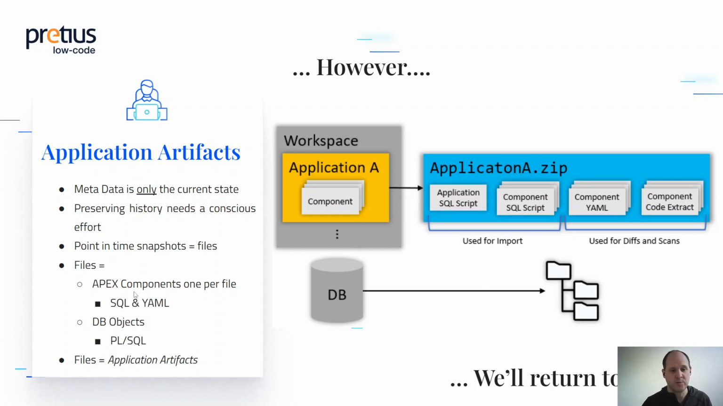Your Apex export can be split. So it's great for version control. It splits into each component per script. And you can also have a readable version called a YAML, which is just used for difference and scans.